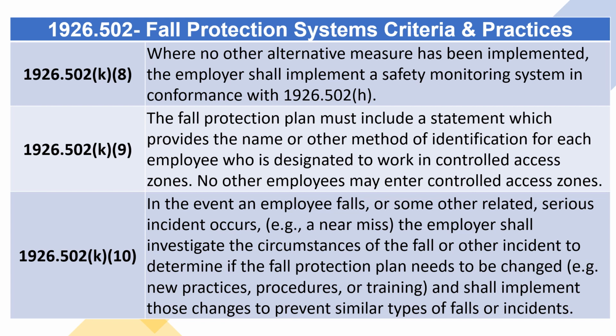1926.502(k)(9). The fall protection plan must include a statement which provides the name or other method of identification for each employee who is designated to work in controlled access zones. No other employees may enter controlled access zones. (k)(10). In the event an employee falls, or some other related, serious incident occurs (e.g., a near miss), the employer shall investigate the circumstances of the fall or other incident to determine if the fall protection plan needs to be changed (e.g., new practices, procedures, or training), and shall implement those changes to prevent similar types of falls or incidents.